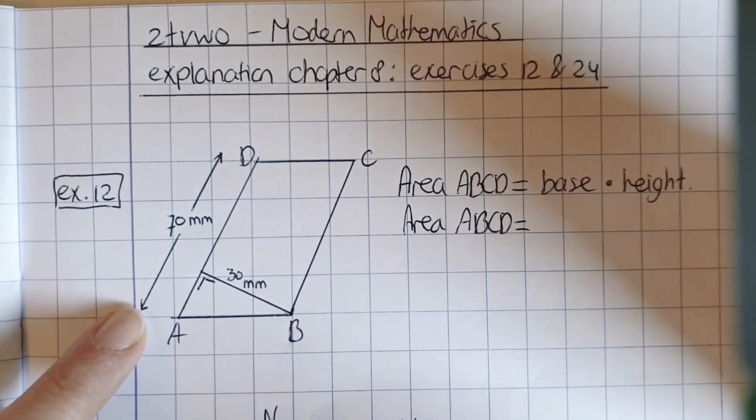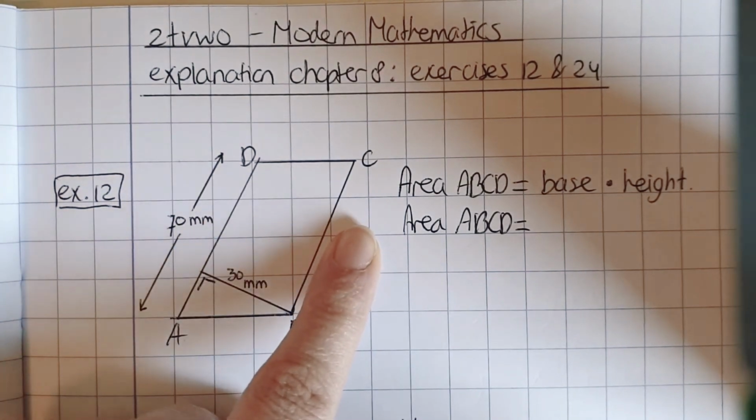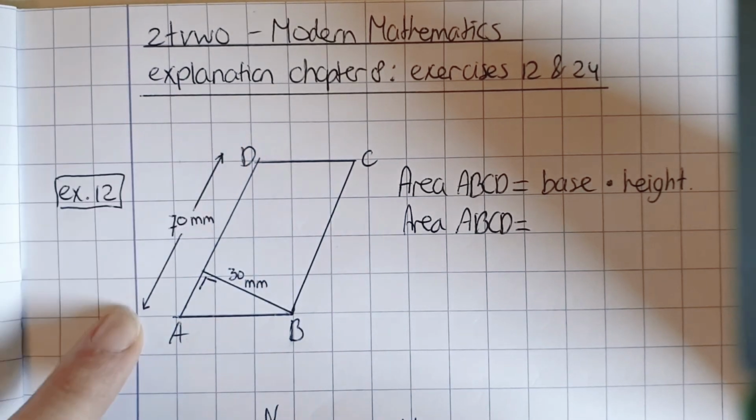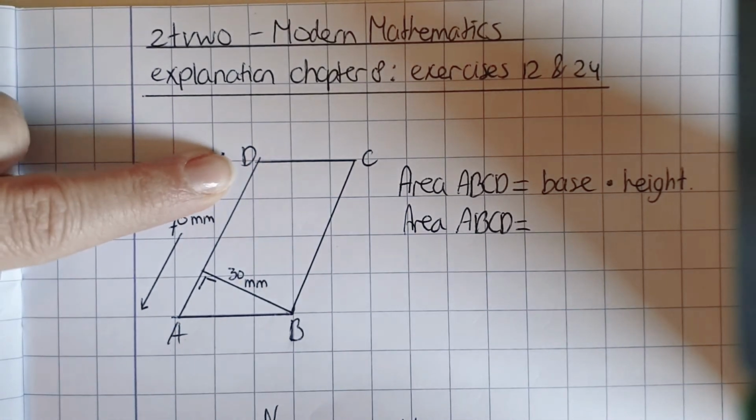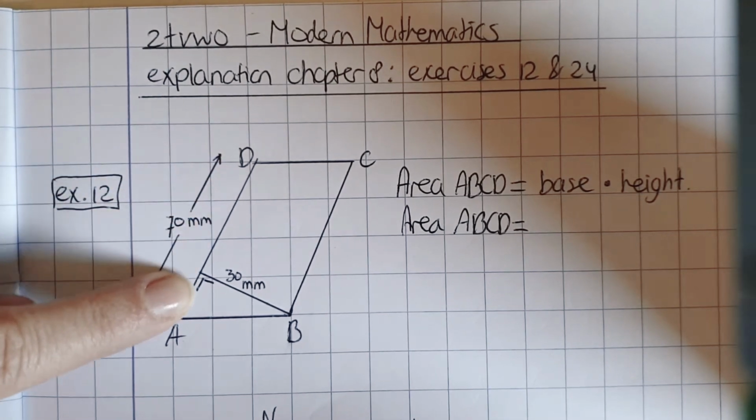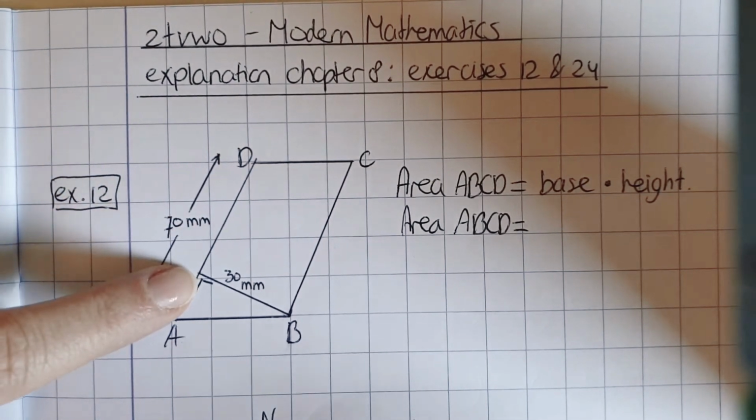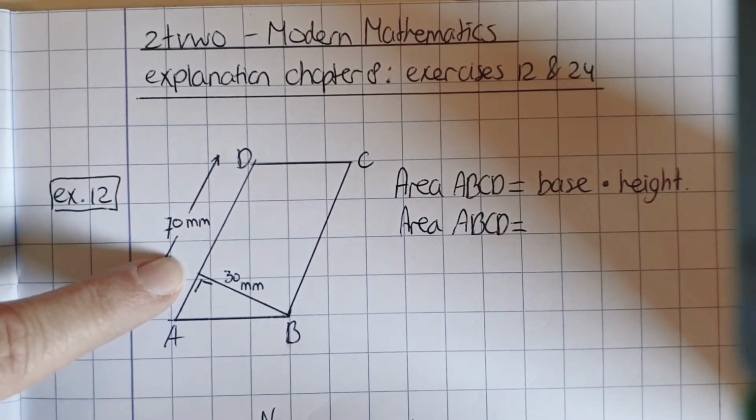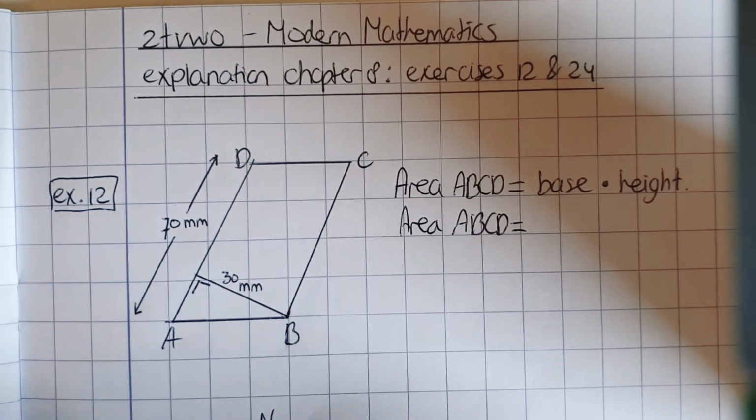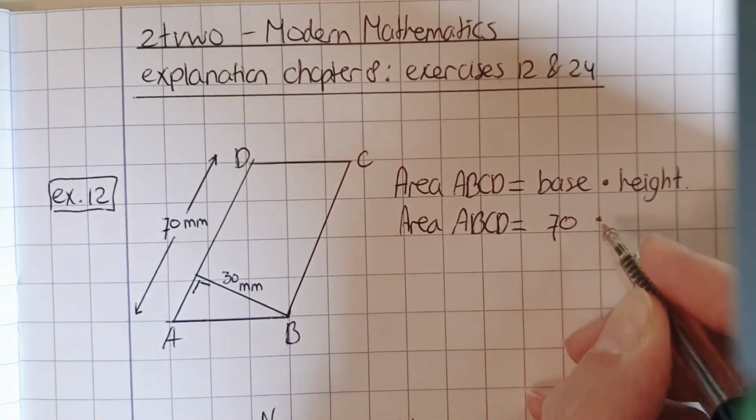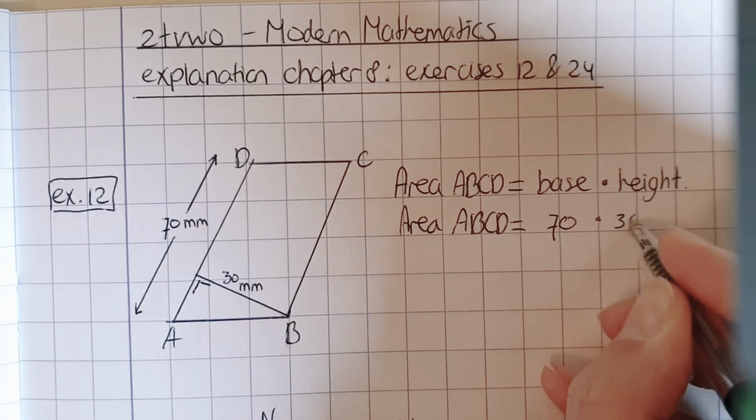This is 17 millimeters. Now, automatically, this side is also 17 millimeters. So sometimes that's helpful. Now, let's have a look at this one. I'm going along this side with my finger, and I'm going to check if there's a 90-degree sign. Yes, there's a 90-degree sign here. So that means that this little line is the corresponding height. Let me write it down. The base is 70, and the corresponding height is 30.